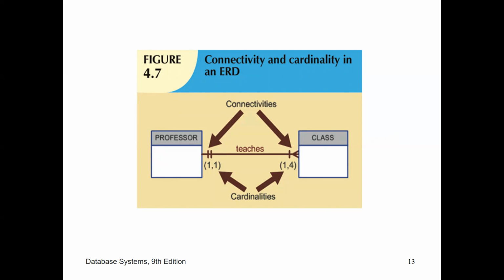If the cardinality had been written as (1,N), there would be no limit to the number of classes a professor might teach. Similarly, the cardinality (1,1) written next to the professor entity indicates that each class is taught by one and only one professor. That is, each class entity occurrence is associated with one and only one entity occurrence in professor.